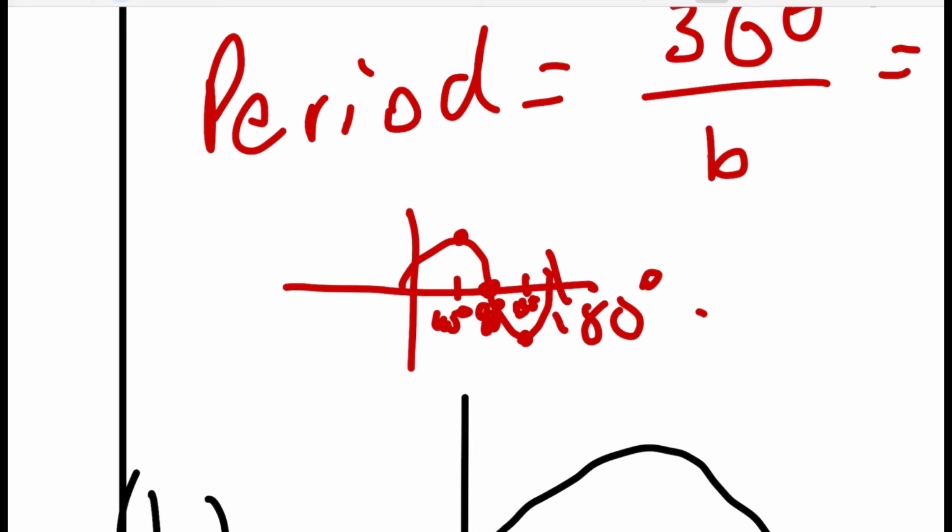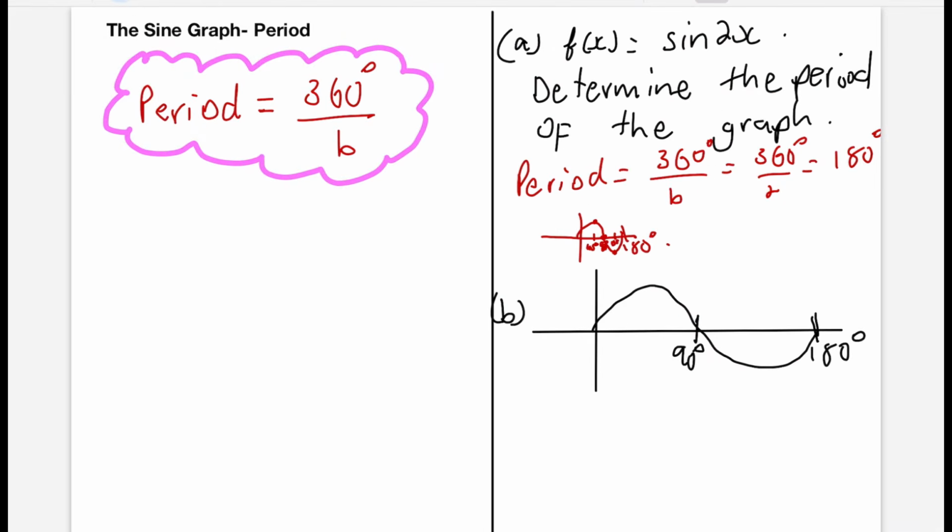So it's going in intervals of 45 instead of intervals of 90. Okay, so that's what that graph would look like. Here's another example in B, and this time we've been given the sketch of a graph, and we want to be able to determine the value of B.